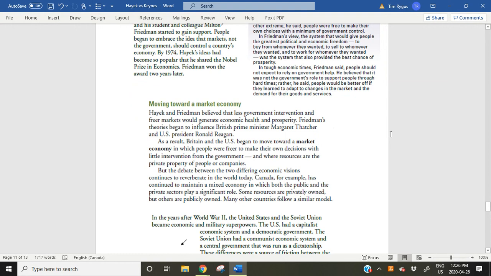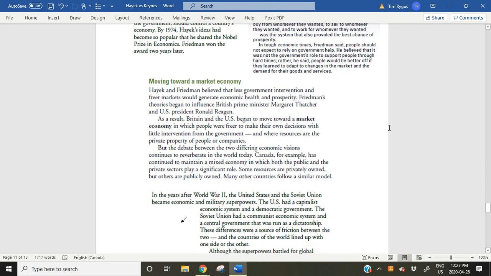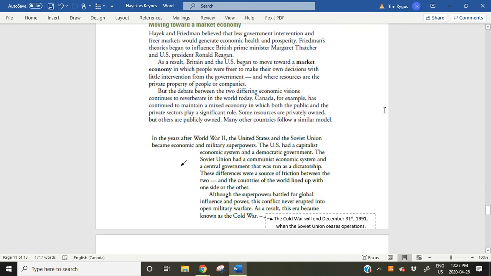But Hayek and Friedman believed that less government intervention and free markets would generate economic health. These theories became extremely influential, especially with British Prime Minister Margaret Thatcher and US President Ronald Reagan. So what we see in the late 70s and early 80s is Britain and the US beginning to move towards a market economy. People are freer to make their own decisions, there's little government intervention, and resources are the private property of people or companies. The debate between these two differing economic visions continues to reverberate in the world today.